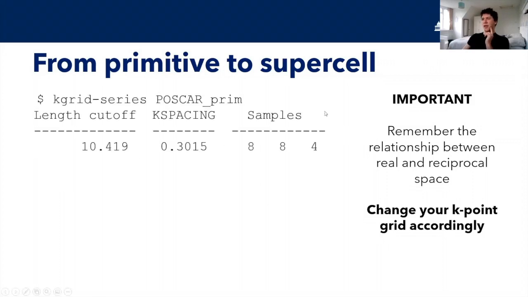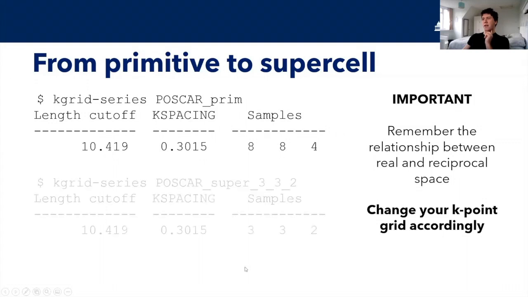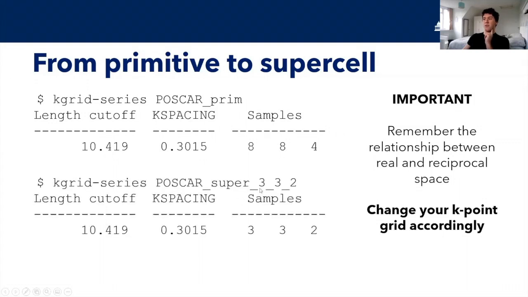An example here is, again, from the cell beforehand. I had the primitive cell where, using kgrid series, we would get a recommended K-grid of 8 by 8 by 4. And then by moving to a 3 by 3 by 2 supercell, you would then need to change your K-point grid to 3 by 3 by 2 to keep the same K-point spacing. We can apply this again: if you had 4 by 4 by 4 K points in a primitive cell and you doubled it, you would then want a 2 by 2 by 2 K-point grid in a supercell. So it's just one really important thing to keep in mind, to make sure that you are looking at a similar K-point density when moving from primitive to supercells.